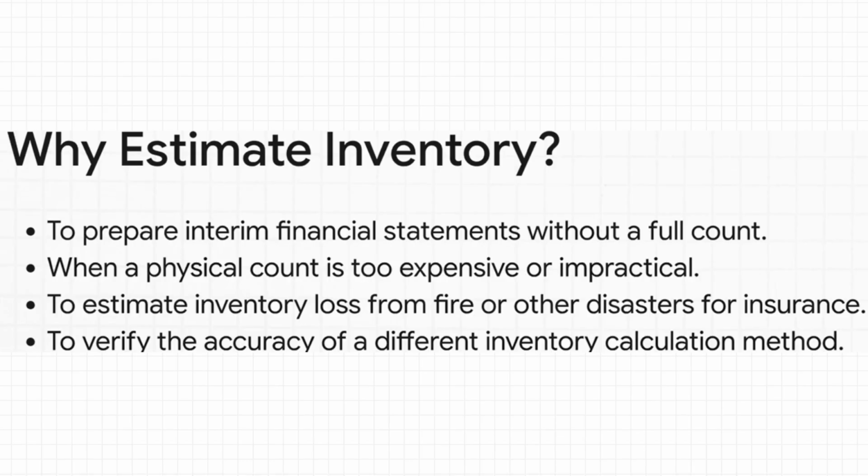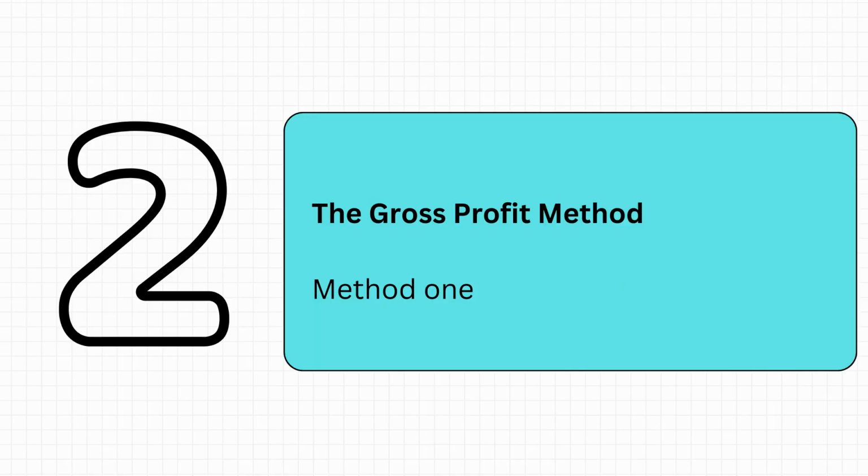Yeah, it's about way more than just prepping those monthly or quarterly financial statements. Think about a worst-case scenario like a fire or a flood. How do you file an insurance claim? You have to estimate your losses. It's also a great way to double-check your numbers if you're using another inventory system. It's like a financial sanity check. So how's it done? Let's jump into our first major technique.